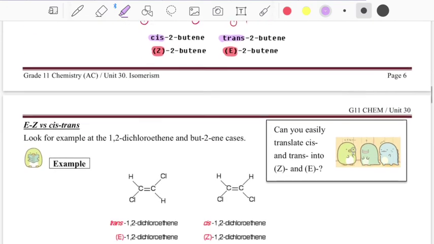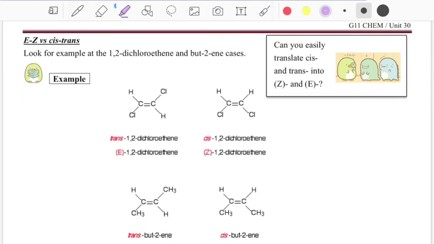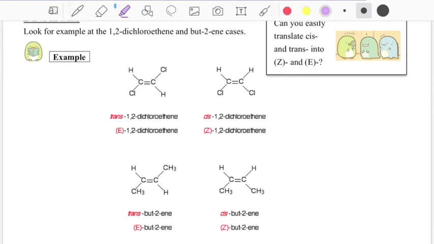Now, the next question is, what's the difference between these two naming systems, E and Z, cis and trans? Are they equivalent? Or can we substitute Z simply with cis in the name? Here we have more examples. Let's try to work it out for some of the molecules.